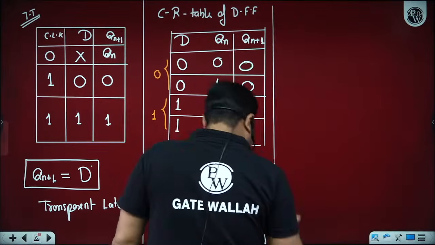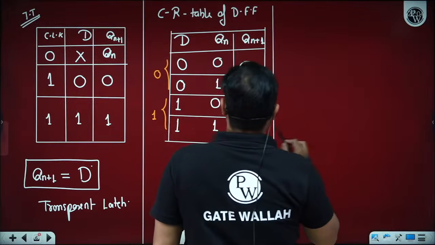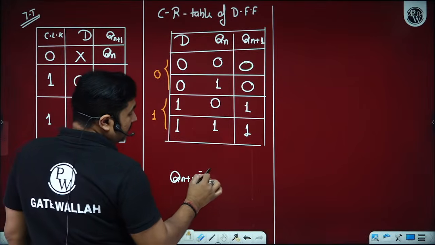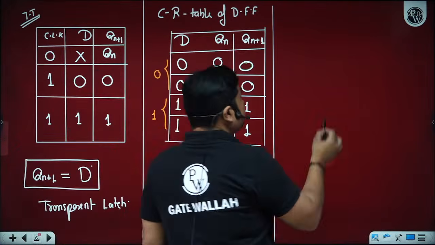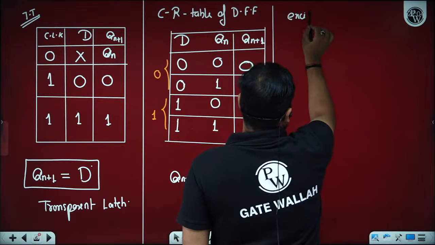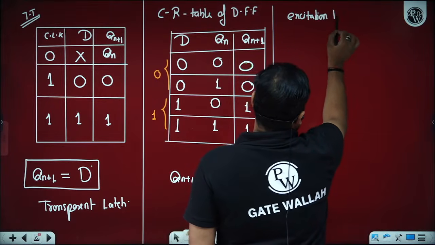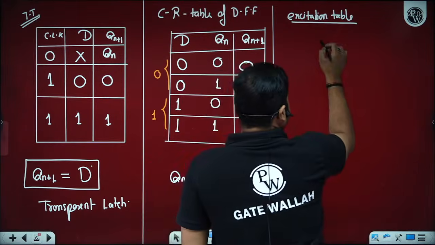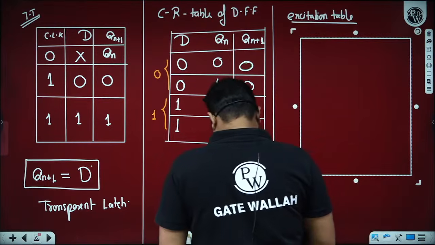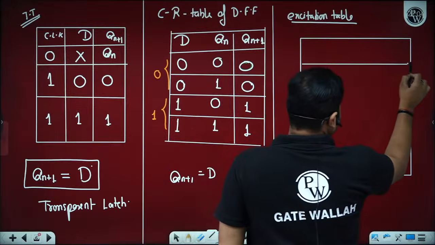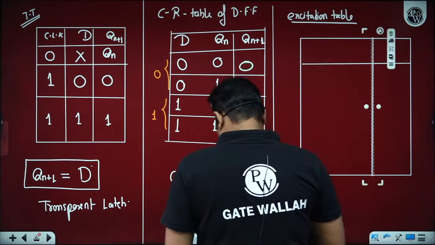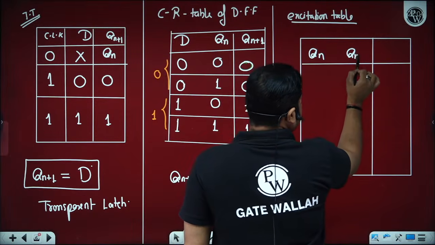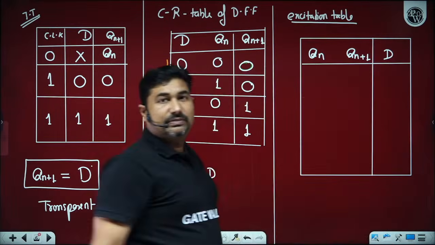Now, can you write the excitation table? Yes, sir. What is the characteristic equation? Qn plus 1 is equal to D. Now, please observe, beta ji, excitation table. If we talk about the excitation table of a D flip-flop, the excitation table is the table which gives the information of excitation needed in order to get the desired next state from the present state.